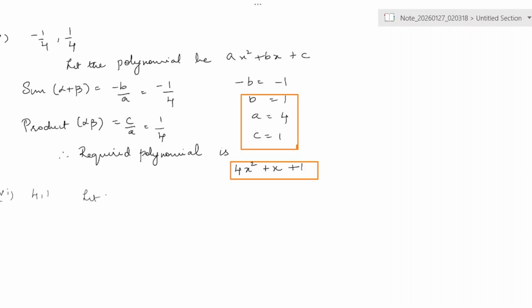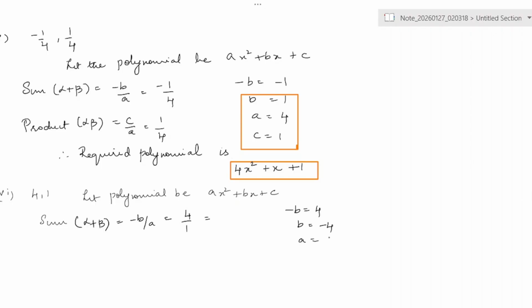So let the polynomial be ax squared plus bx plus c. So sum is equal to alpha plus beta is equal to minus b by a is equal to 4 by 1. So minus b is equal to 4, b is equal to minus 4, a is equal to 1. Product alpha beta is equal to c by a, that is 1 by 1. Therefore c is equal to 1.